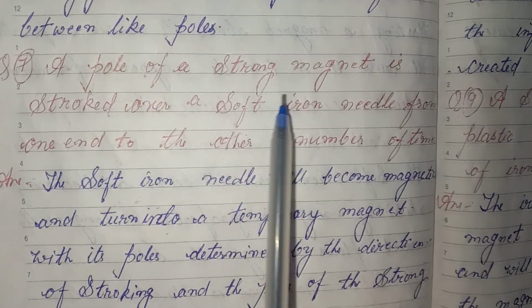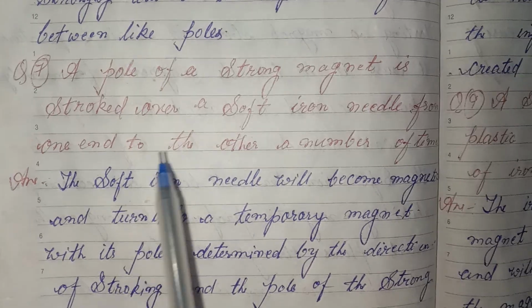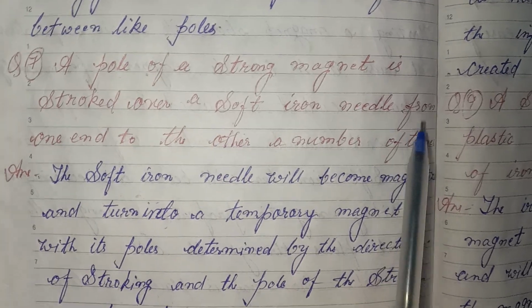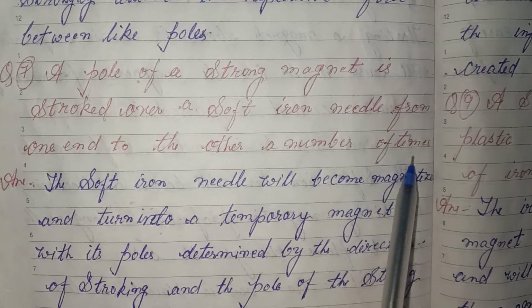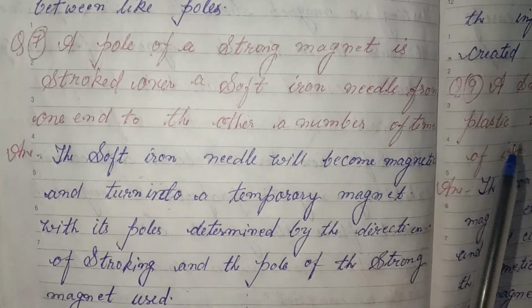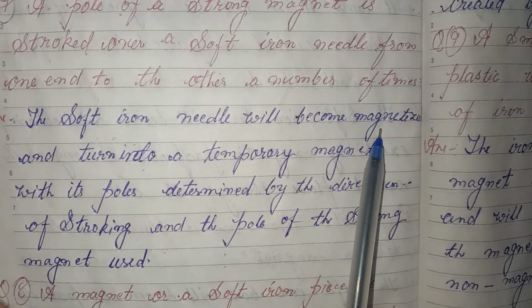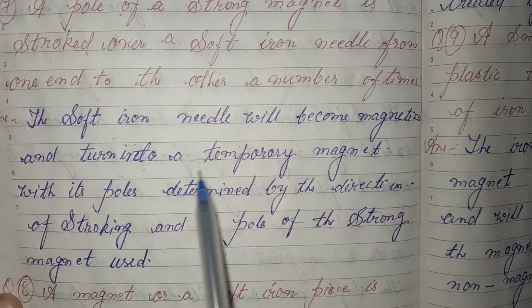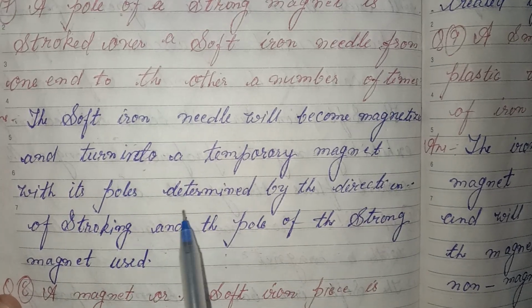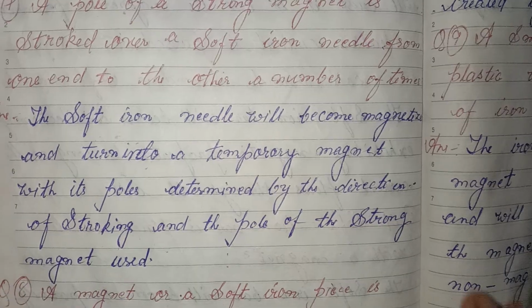7. A pole of a strong magnet is stroked over a soft iron needle from one end to the other a number of times. Answer: the soft iron needle will become magnetized and turn into a temporary magnet with its poles determined by the direction of stroking and the pole of the strong magnet used.